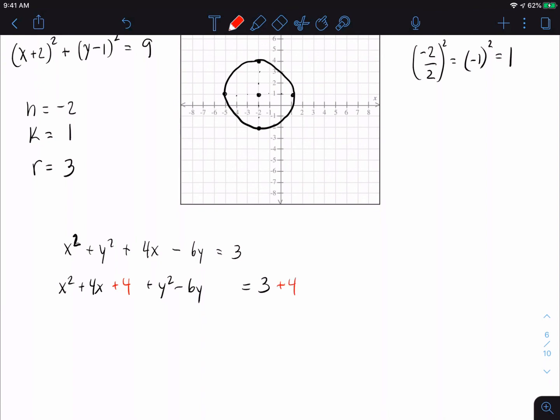How'd you get 4? So you take this number, that 4, right? Divide by 2 and then square. So that gives me 2 squared, which is going to give me the 4. Okay, what's the next one? Nine. That's it. Plus 9, plus 9. And the way we do it is we go negative 6, divide by 2, and square.